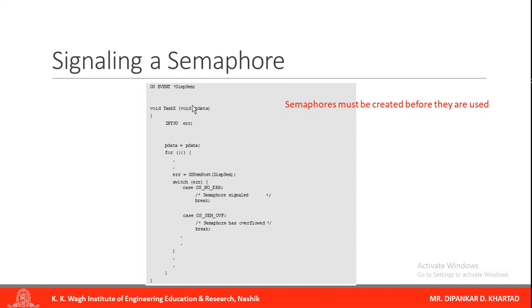Again, semaphores must be created before they are used. We have called the function OSSemPost here. So if there is no error, then we can be sure that the semaphore is signaled. Or if there are errors, we can check for each and every error.